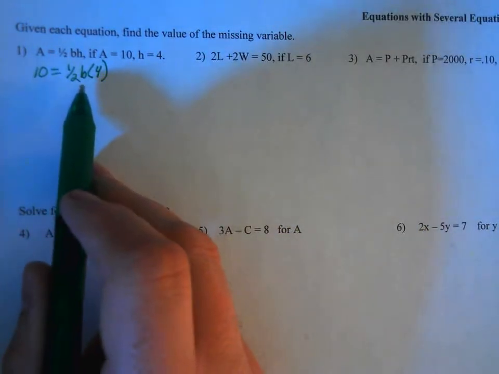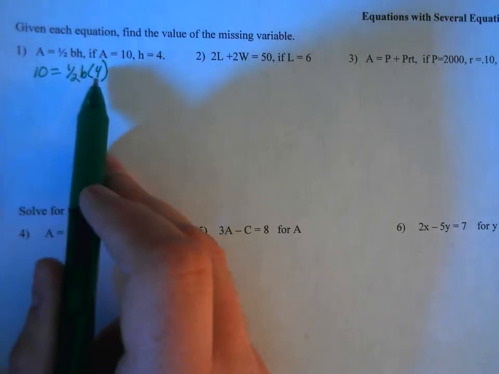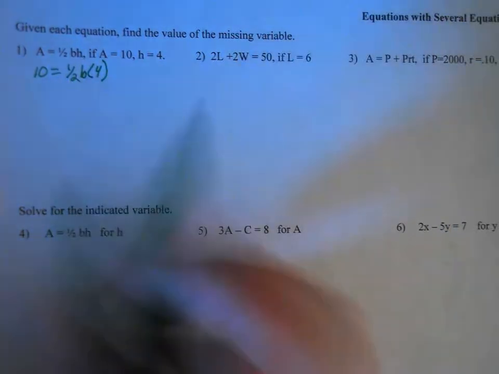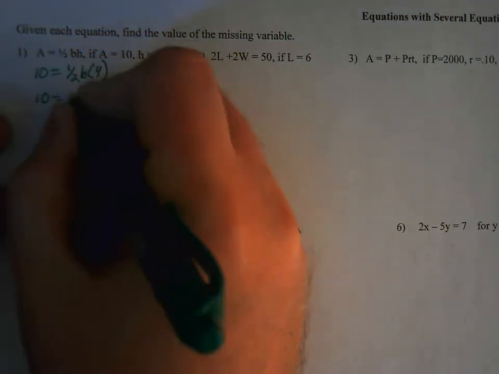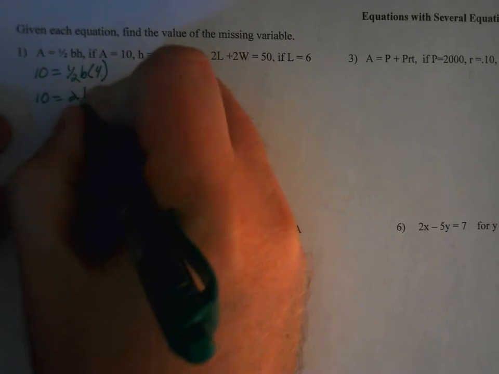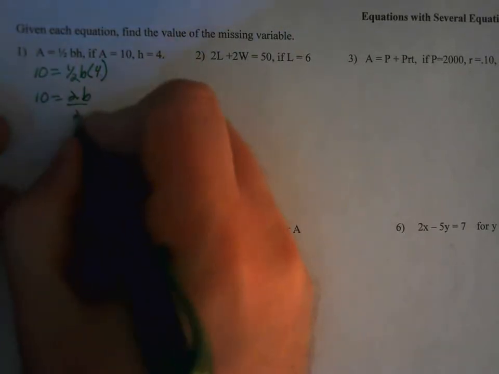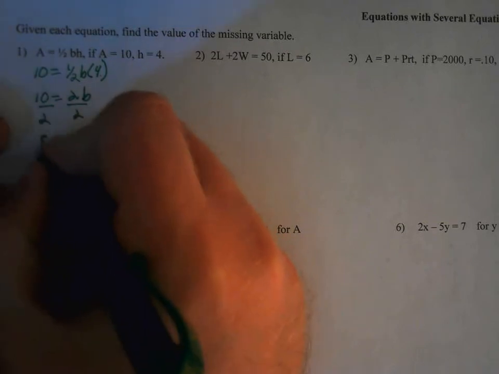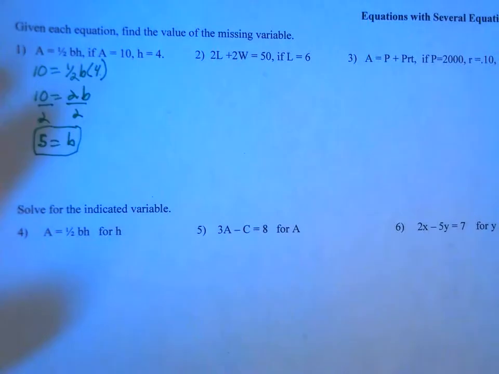So we can use the commutative property of multiplication, which says you can multiply 1/2 times 4. So we have 10 equals half of 4 is 2 times b. So we have 2 times b is 10, so divide by 2, and that'll give you 5 equals b. Now I didn't put units in here like inches, centimeters, anything like that, just to keep it more basic.